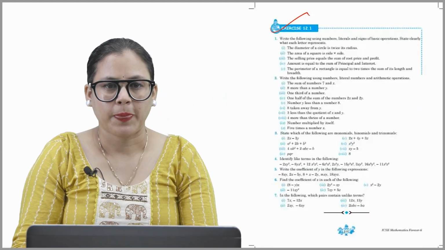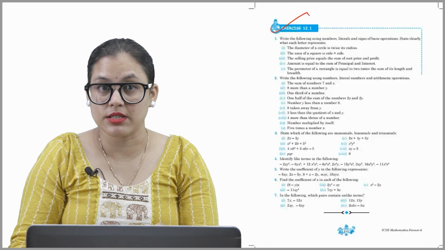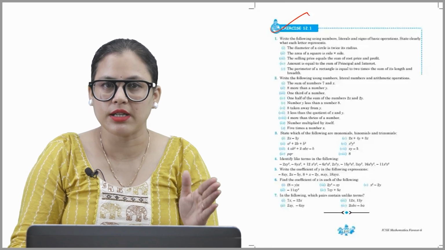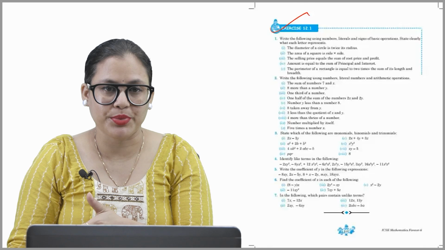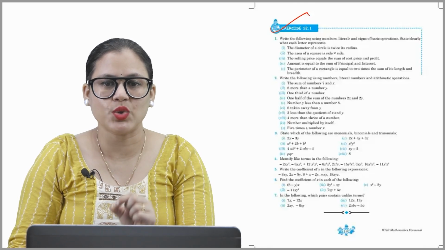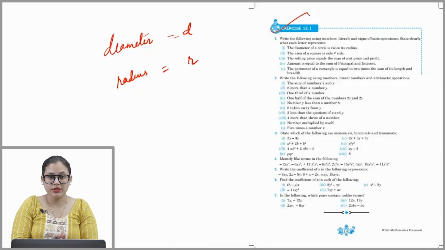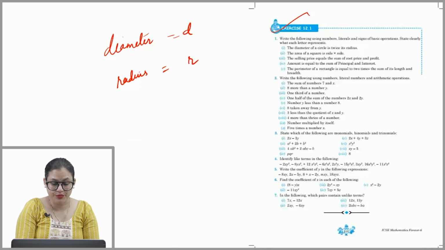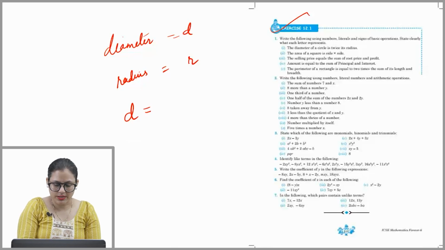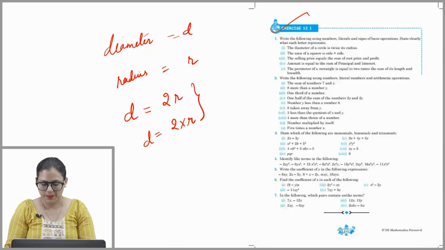Exercise 12.1. Write the following using numbers, literals, and signs of basic operations. State clearly what each letter represents. The diameter of a circle is twice its radius. Let the diameter be D, radius be R. Now according to the question, the diameter of a circle is twice its radius. This is the radius and twice. Or you can also write it like D is equal to 2 into R. Both are correct, right?